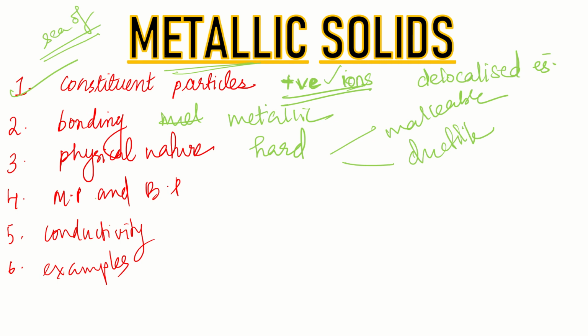Now talking about melting and boiling point, when it comes to metallic solids we only talk about the melting point and not about the boiling point. In ionic solids melting and boiling point was very high. Same here, boiling point will not be there, but melting point is there and it is fairly high. Don't talk about boiling point here in metallic solids.